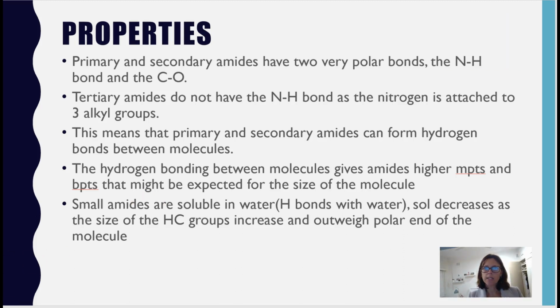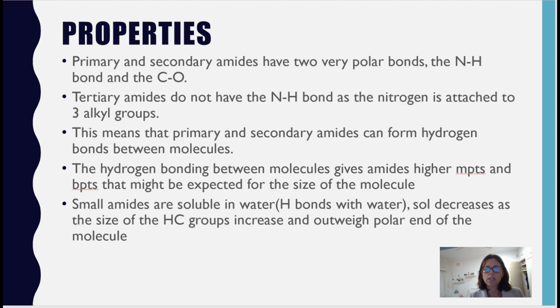So our primary and our secondary amides have two polar bonds. They've got the nitrogen to hydrogen that we've already talked about with their solubility, but they've also got the C double bond O. So our tertiary amides don't have that hydrogen bond because the nitrogen is attached to three other alkyl groups. So our primary and secondary amides can form the hydrogen bonding, but our tertiary cannot. That hydrogen bonding again is our really strong bonding, and to break those strong bonds requires a great deal of energy, and therefore that's going to increase the boiling and the melting points of those compounds.